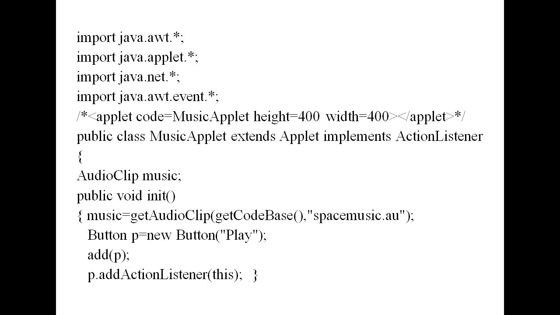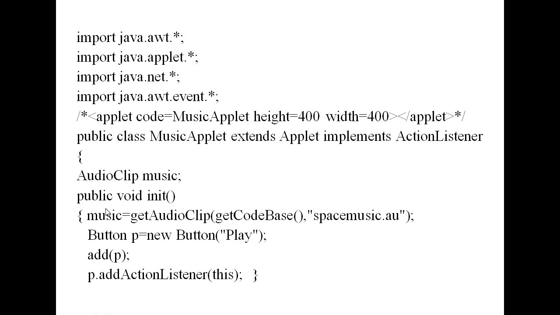Here the button is specified inside the init method, so it's not a good practice. You need to specify button p outside of the init method. So after the audio clip music, you have to specify button p, and inside the init method, instead of specifying button p, you just specify p is equal to new button. Because the button class name and instance are declared outside of init, any of the methods can access the p object.